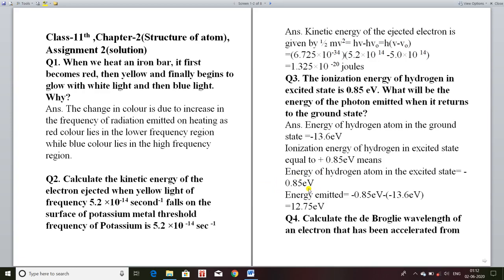So how much energy is emitted? Here we will subtract energy of hydrogen atom in the ground state from energy of hydrogen atom in the excited state. It is equal to 12.75 electron volt.